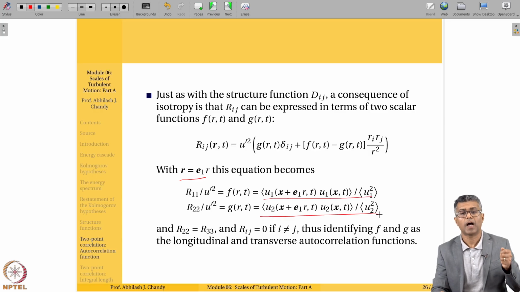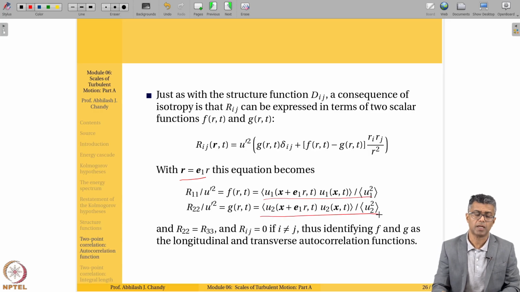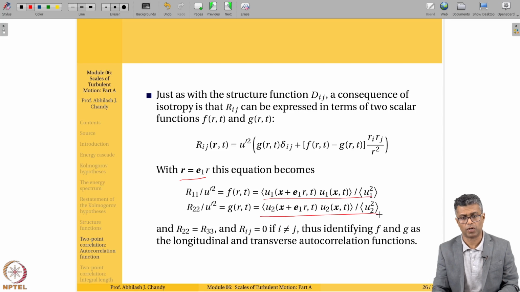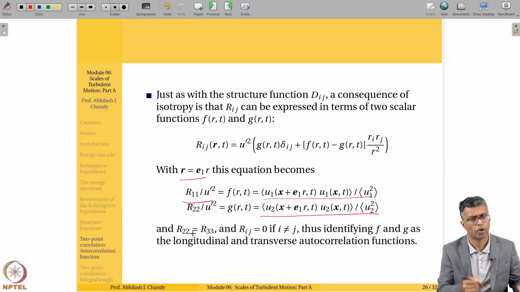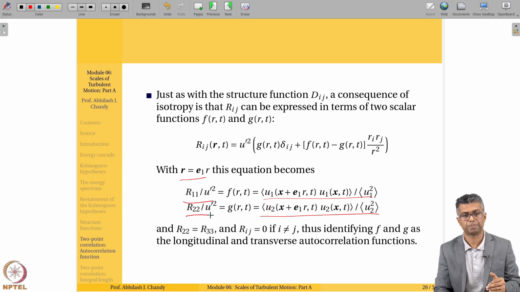And also R22 would be equal to R33 and Rij would be equal to 0 if i is not equal to j. So essentially, f and g are the longitudinal and transverse autocorrelation functions, respectively. R11 over u prime squared, normalized of course, is f of r,t, and R22 over u prime squared is g of r,t. So those are your scalar functions.